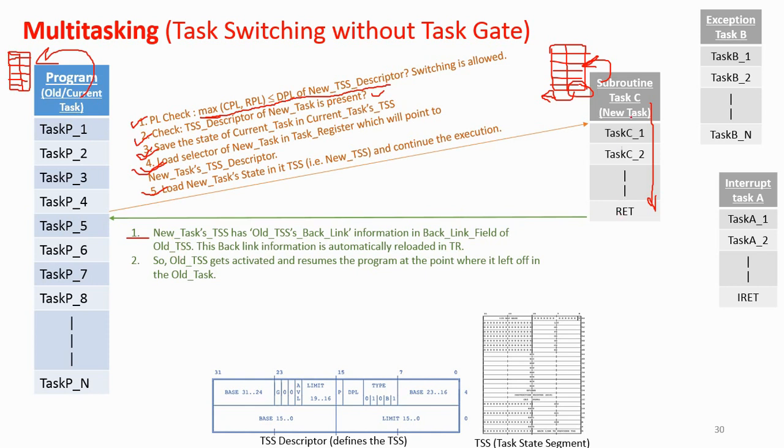So in this way, the new task gets an address where to switch. Okay, so the old TSS gets activated. This TSS will get activated and resumes the program at the point where it left off in the old TSS. So the TSS is basically related to this task. The backlink information of this new task is related to the old task, and from here task 5 will start executing.